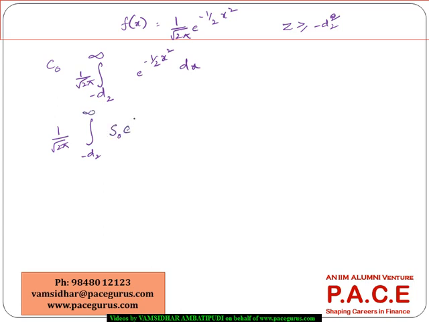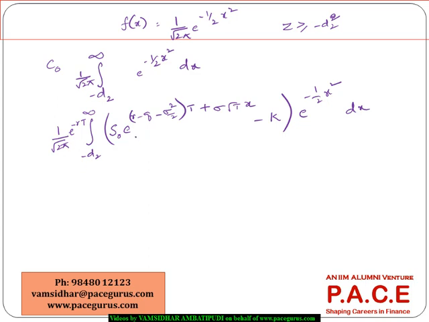S naught into e to the power of (R minus Q minus sigma squared by 2) into T plus sigma root T into x, minus K, because here I am taking x as Z. With respect to Z I am doing this integration. So that's the reason I am taking e to the power of minus half x squared dx, and I need the present value, so I will take e to the power of minus RT.